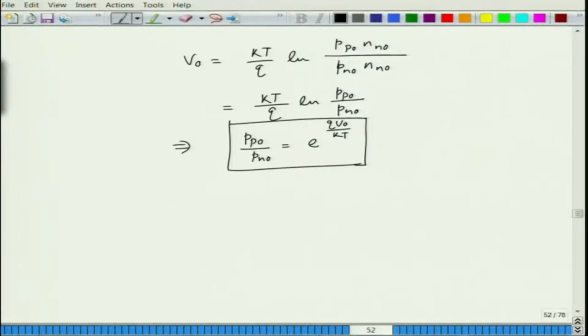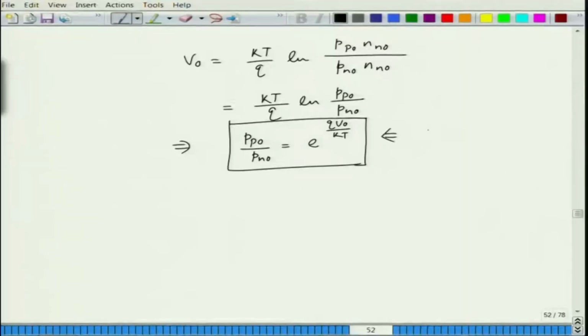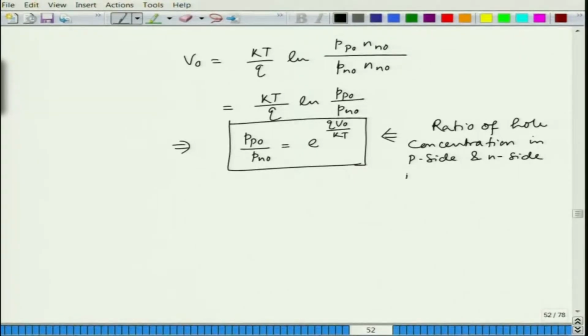Right. Now, what we have done is the hole concentration in the P side and N side, the ratio we have obtained in terms of the built-in potential. Okay. So, this is the expression of the ratio of hole concentration in P side and N side in terms of the built-in potential.